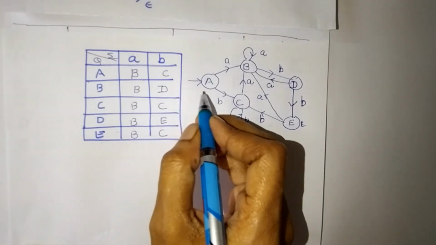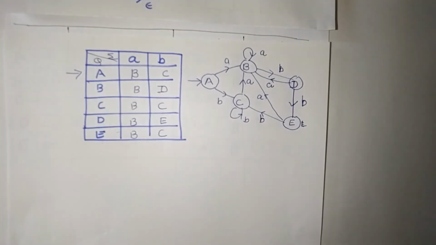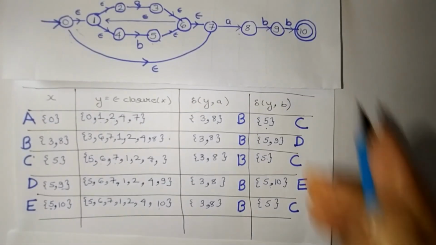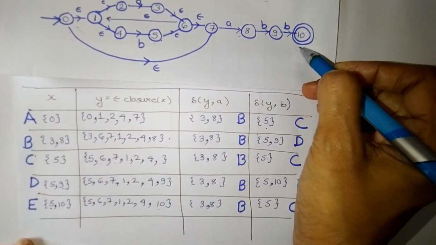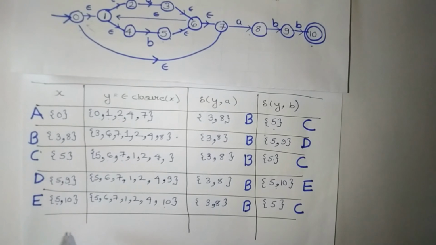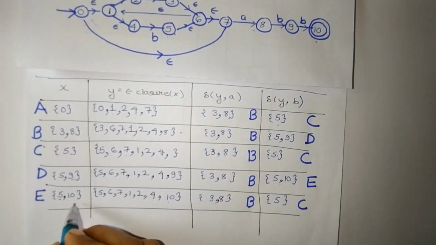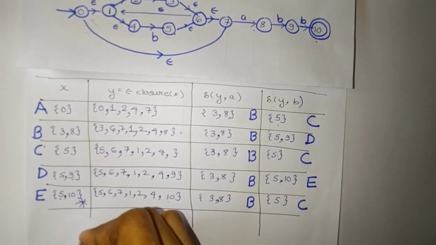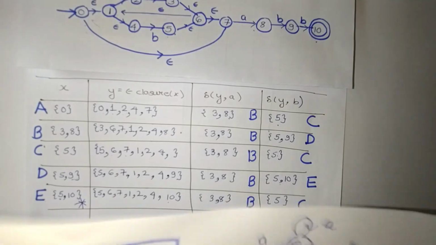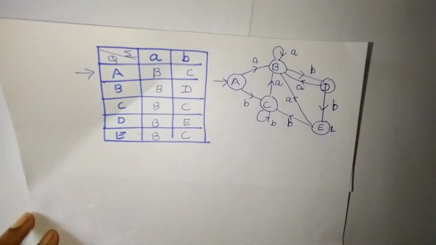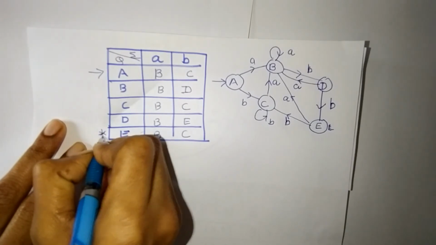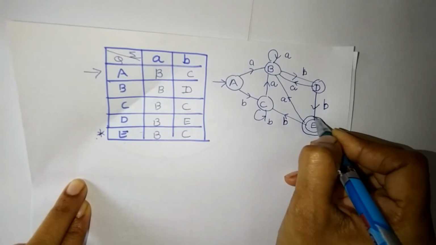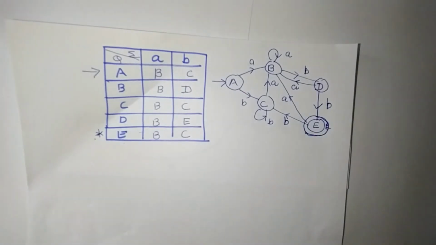We know that A is the starting state. But which is your final state? How will you decide a final state? We decide on the basis of this table. We know in this diagram we have 10 as the final state. So we have to check where we have 10. In this we have 10 here, so this will be your final state. Wherever there is a 10, that will be your final state. There can be multiple final states. Now in this case, E will be your final state. If E is your final state, you always have to represent E with a double circle. Okay, so this is how we convert the given RE.